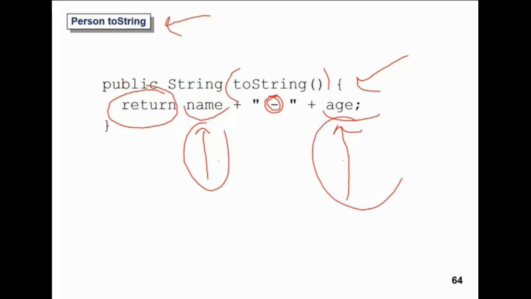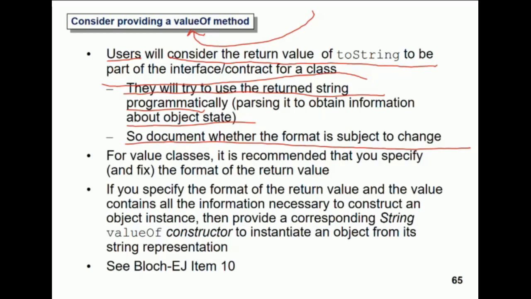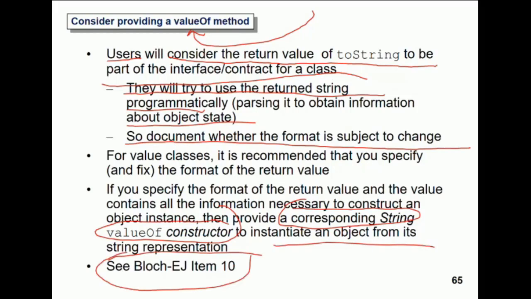So you need to document and tell them exactly how it works. I mean, they can test it themselves. They can just use toString and see what happens, and then they can figure it out for themselves. But it's always good to document your work very well and tell them exactly how the toString method works for them. If you create this toString method, it's useful to provide a corresponding valueOf constructor to create an object from its string representation. The details of that are described in Joshua Bloch's book, item number 10.